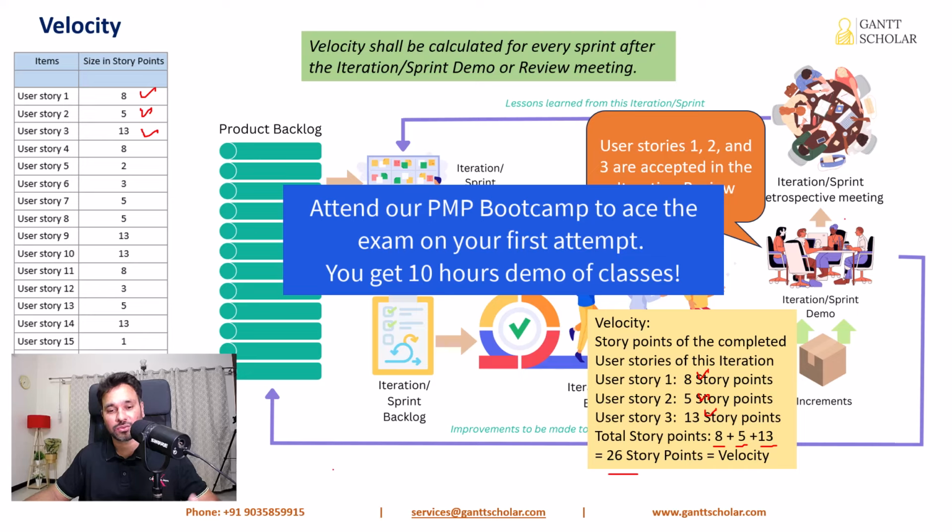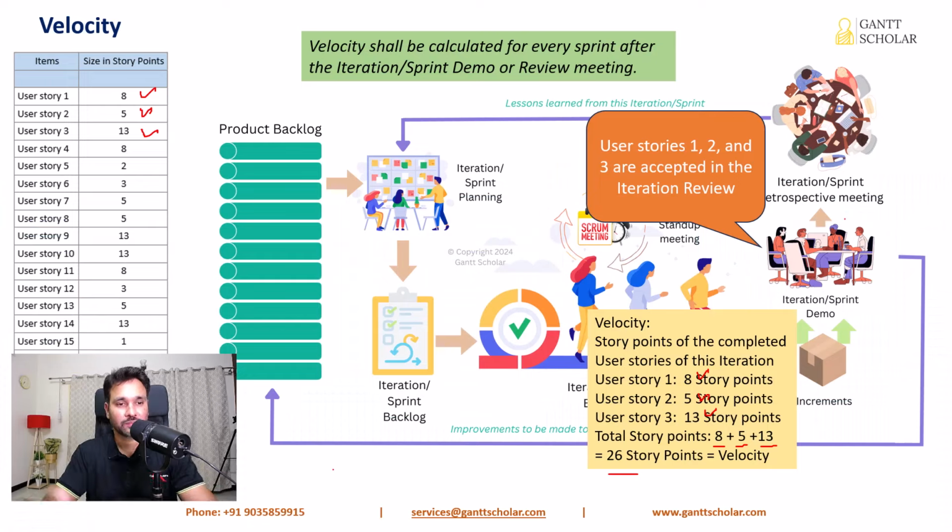And 26 story points is this current iteration's velocity. I hope you are clear how to calculate velocity. We should consider only the items which are accepted in the product demo meeting, otherwise called the iteration review meeting, to calculate the iteration's velocity. So in this case, all the 3 user stories are accepted by the PO in the product demo meeting, and so we are adding up the story points of these 3 features and we found the iteration velocity.